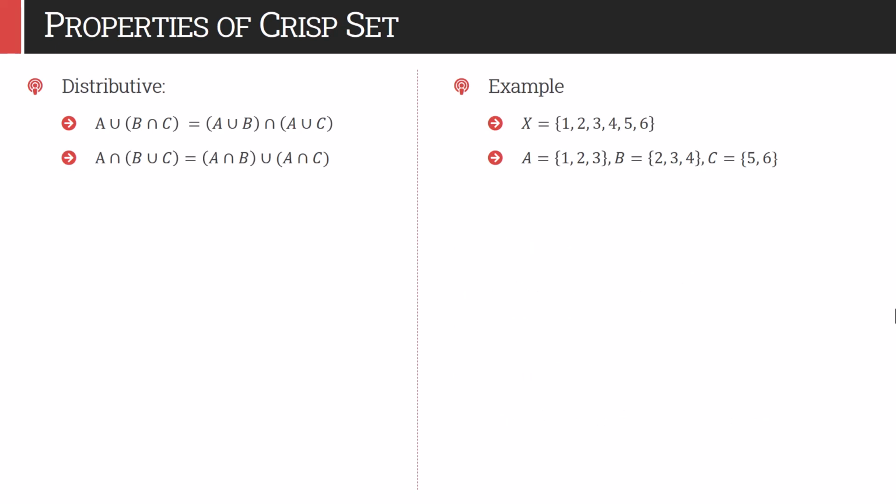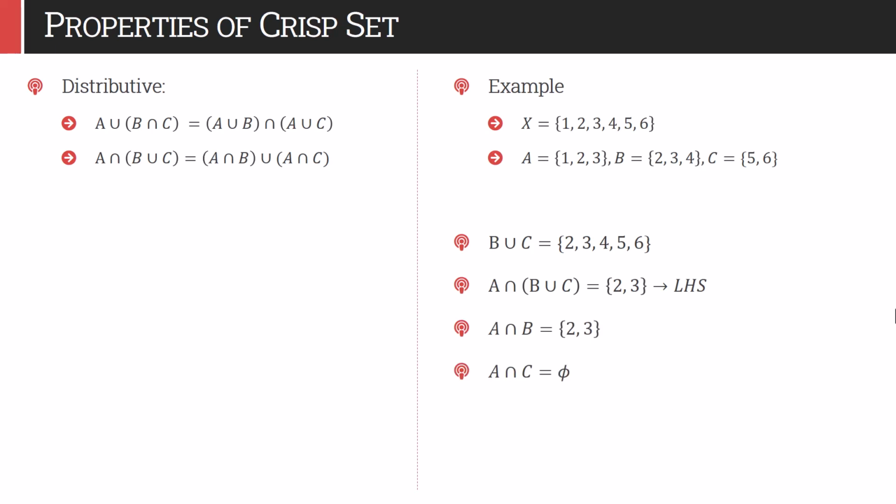The same is true for intersection as well. So A intersection (B union C) is the same as (A intersection B) union (A intersection C). Let us prove it with the data. For the left-hand side, first we compute B union C and then take the intersection of that with A, which is 2, 3. For the right-hand side, first we compute A intersection B, then A intersection C, and we take the union of both. So that is also 2, 3. From the answers, we can say that the law of distributivity is true for intersection as well.